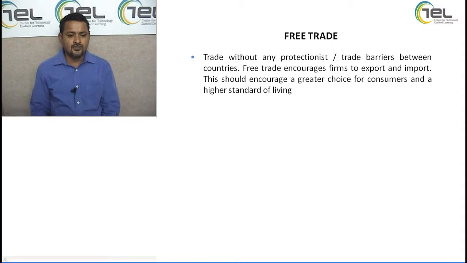Free trade is trade without any protection, without any barrier. Free trade encourages firms to export and import. This should encourage a greater choice for consumers and a higher standard of living.